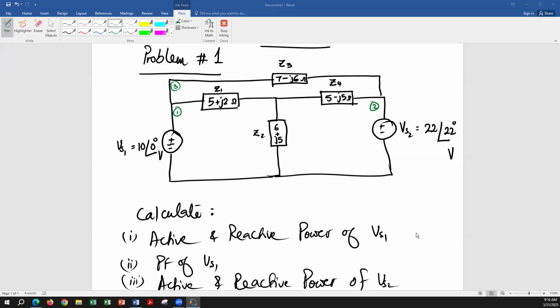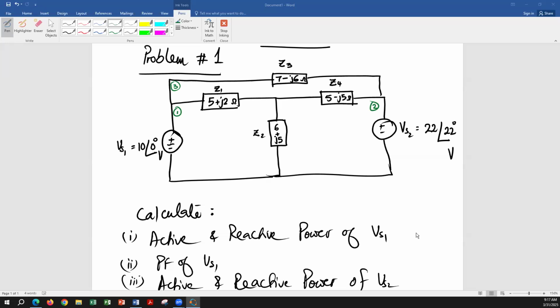We can calculate both voltage and current, or at least we need the current. Because if you do have the current, then you can calculate the active power, because 6 is the resistance and 5 is the reactance. The current passing through the impedance will be the same, and we can calculate the active and reactive power. So you need at least the current. If you have the voltage, that's fine. You can have both voltage and current.